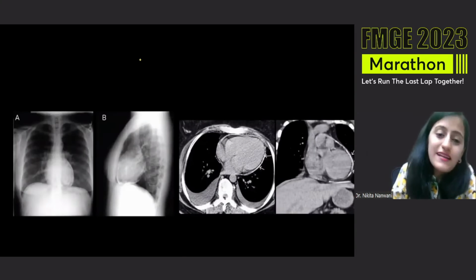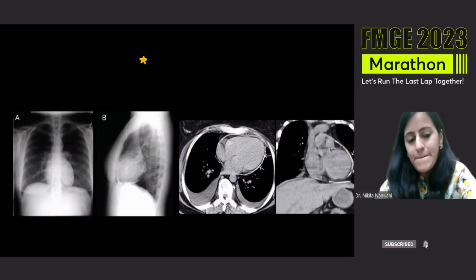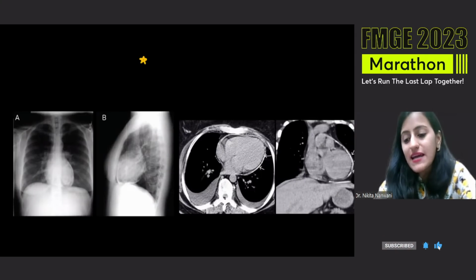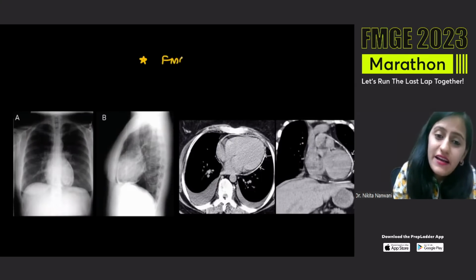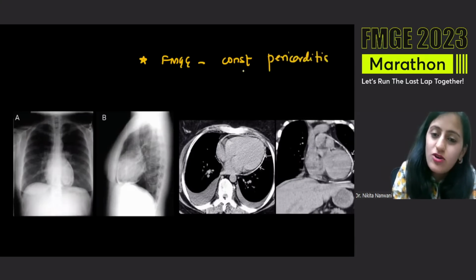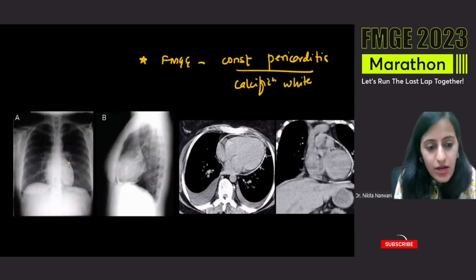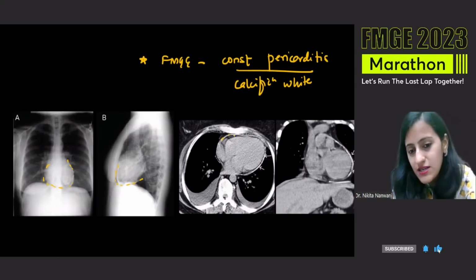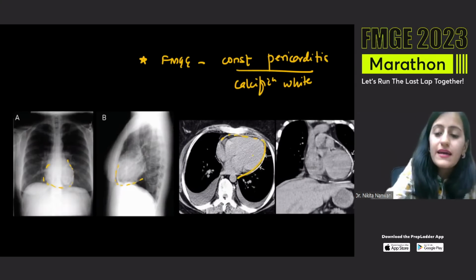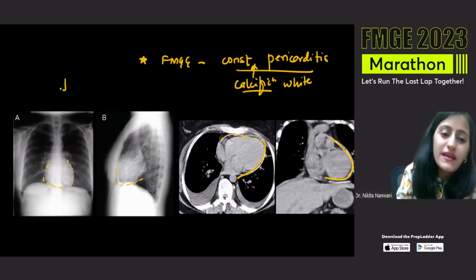Okay. Let's have a look at this one, guys. Tell me, what do you think is the diagnosis in these images? Right. This has been asked in the FMGE exam previously. This is constrictive pericarditis, because I see the white calcification. Look at this white lining around the heart. Look at this white lining, that is calcification. Look at this white calcification surrounding the heart. So that is calcific constrictive pericarditis.